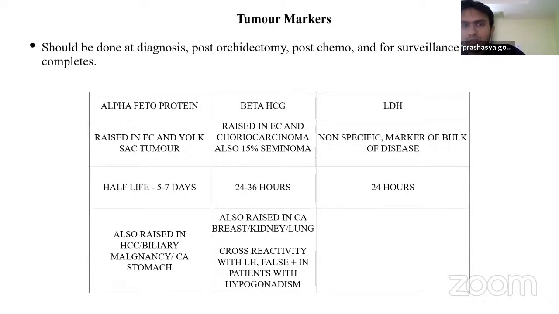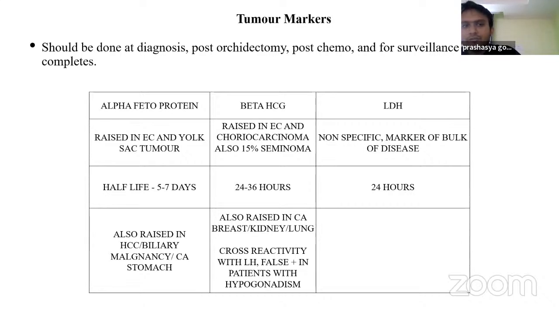Among the evaluation of the patient, the first is the tumor markers. They should be done at the time of diagnosis, post orchidectomy, post chemotherapy, and for surveillance as therapy continues. The important tumor markers are mostly three: alpha-fetoprotein, beta HCG, and LDH. Alpha-fetoproteins are raised in embryonal carcinoma and yolk sac tumors. They have a half-life of 5 to 7 days, and can also be raised in hepatocellular carcinoma, biliary malignancy, or other tumors. Beta HCG is raised in embryonal carcinoma and choriocarcinoma, and 15% of seminomas.